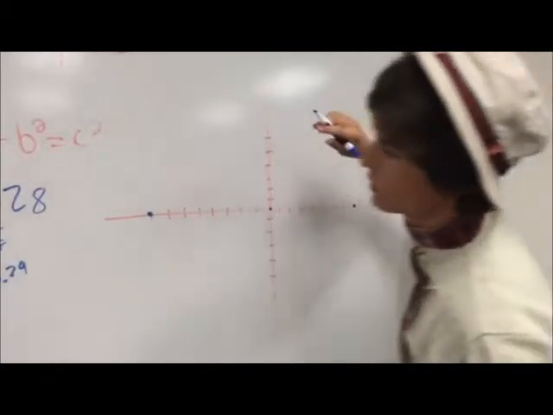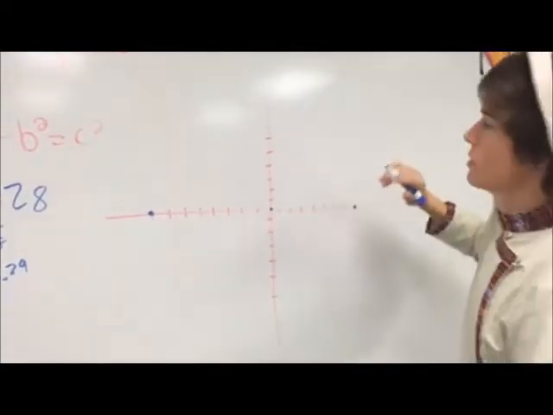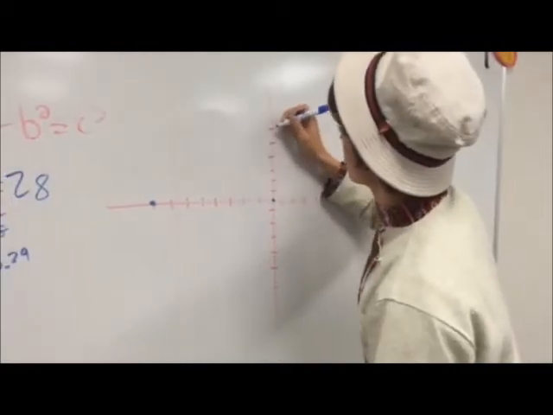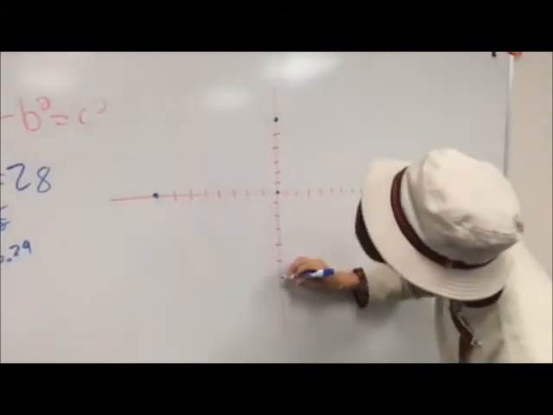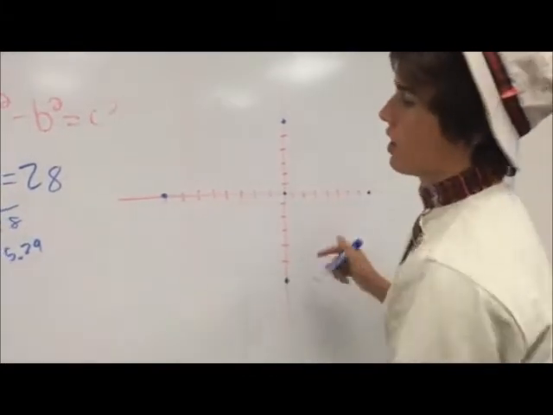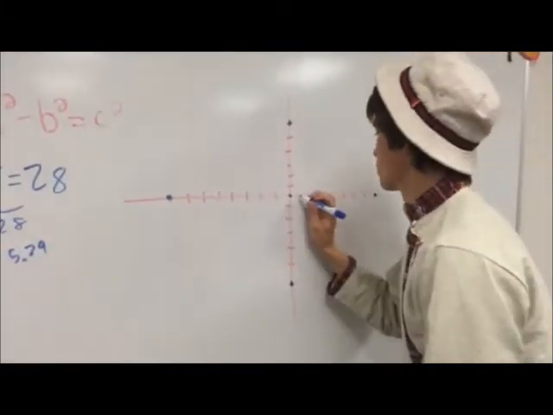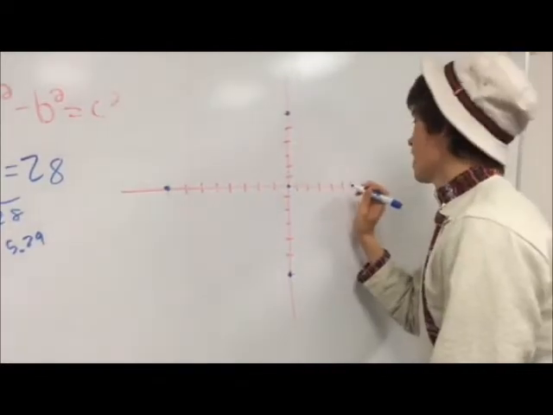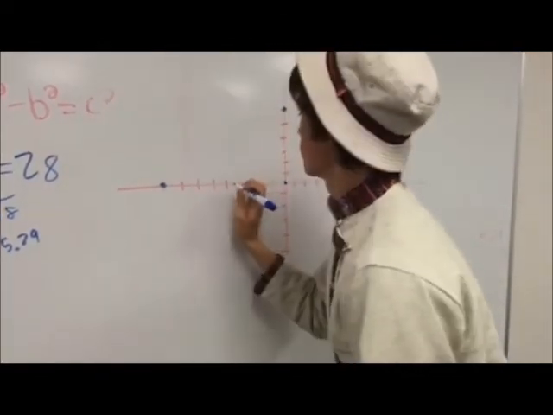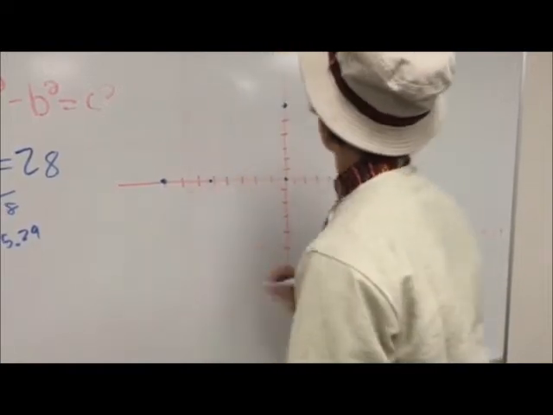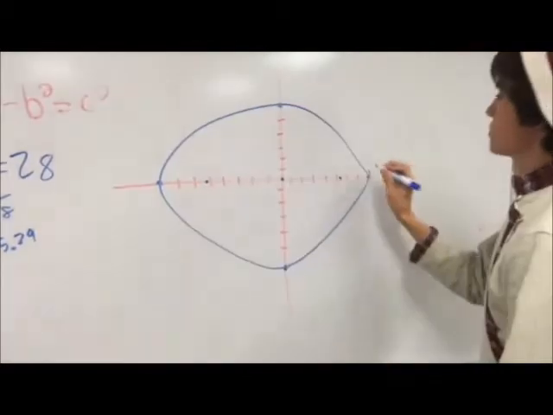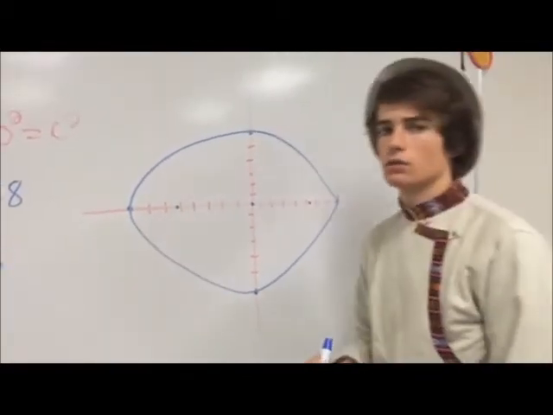Then to graph our vertical, or our minor vertices, we will go up 6 and down 6 from the center: 1, 2, 3, 4, 5, 6. And then our foci, which are also on the major axis, are 5.29 out from the center. So 1, 2, 3, 4, 5.29-ish, and the same on the other side. So let's draw it. It looks like an ellipse, more or less.